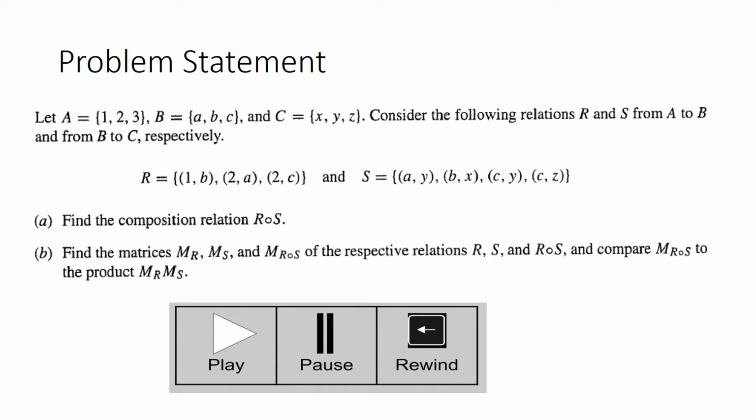Okay, so here is a problem statement then. You should read it, but basically what we're doing is we're starting with sets A, B, and C, and we have R and S relations, so we're finding the composition. Then we're supposed to find the matrices that are associated with R, S, and R composition S, and compare that R composition S to the matrix product MR times MS. Again, pause and see what happens when you work through this.